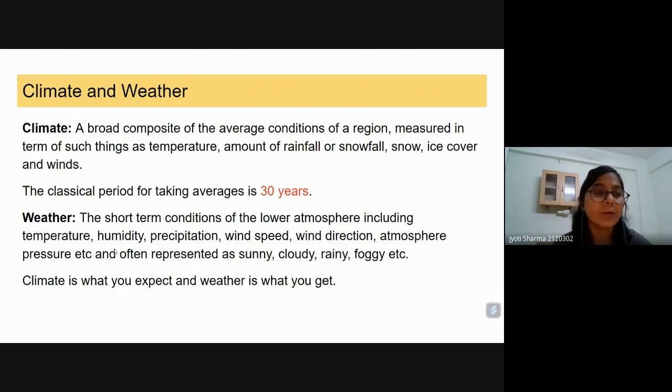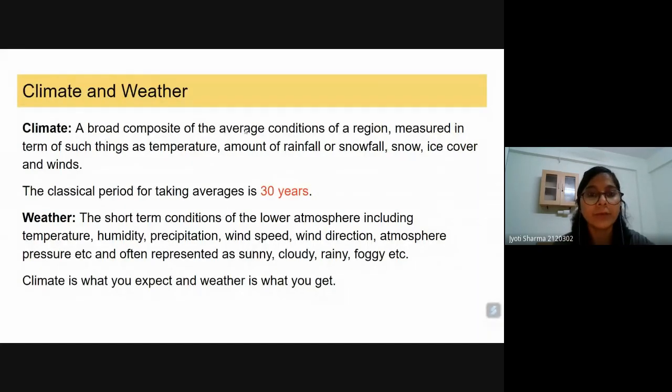If we talk about the climate, it is a broad composite of the weather conditions of a region. For example, if we are saying that in our region, let's say in Madhya Pradesh, the average temperature is 25 degrees, then this thing you are talking about is climate. But if it is raining in MP on one day, then you are talking about the weather.